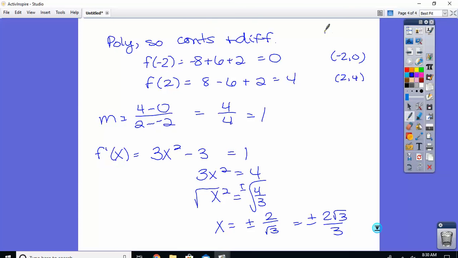Our interval here was -2 to 2. Do both of those fall between -2 and +2? Yes, so those are the two answers.